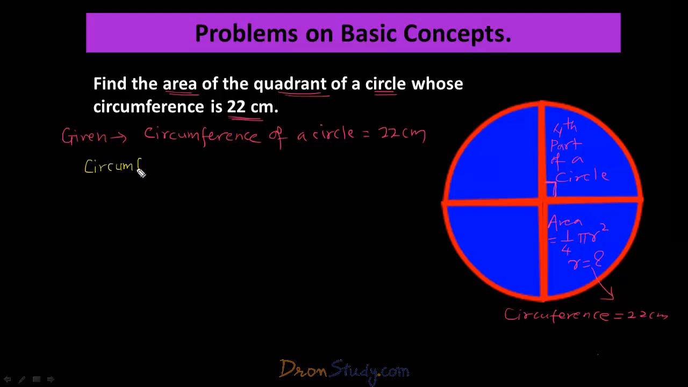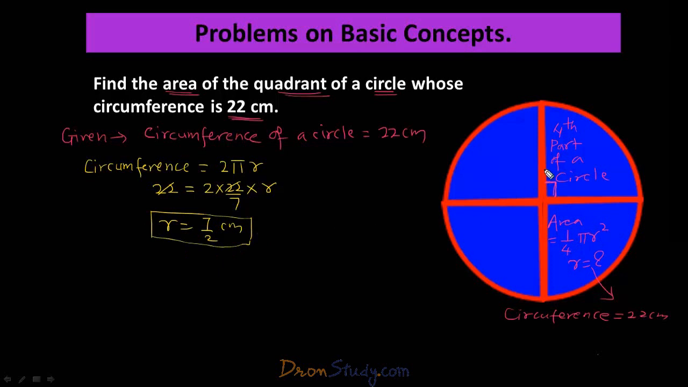Circumference is equal to 2 pi r. Circumference is given as 22, so 22 is equal to 2 into 22 by 7 into r. This 22 and 22 will get cancelled, and therefore r is equal to 7 by 2 centimeter. So the radius of this circle is 7 by 2 centimeter.